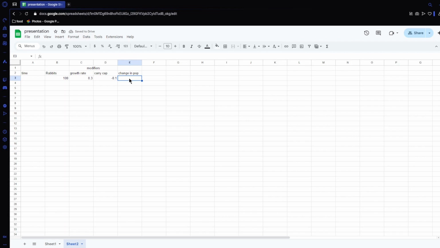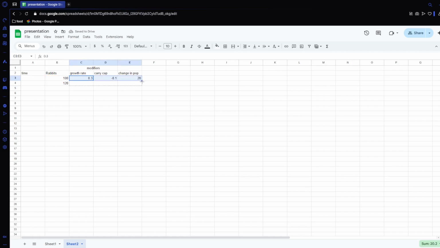Now we'll take a look at the change in population. Again, it is the product of the current rabbits times all of our modifiers. So we're going to add up all the modifiers and take a look at that. As we can see, we only get 20 this time as opposed to 30 in the previous example. Now, once again, the next time step will be the 100 plus the change in population.